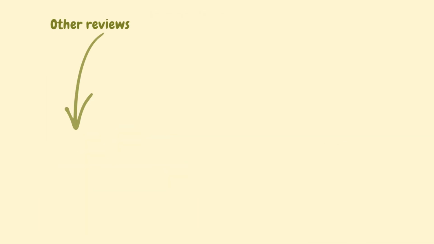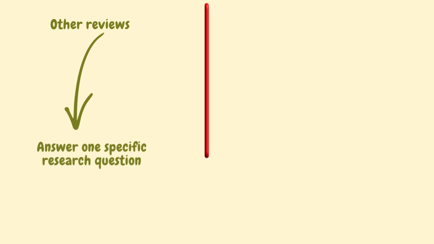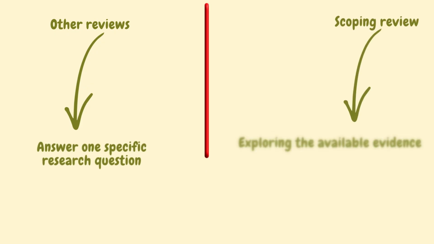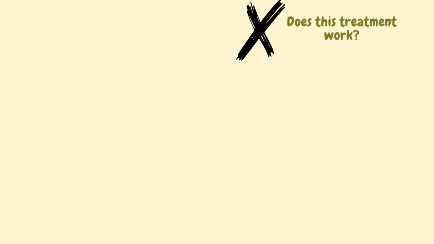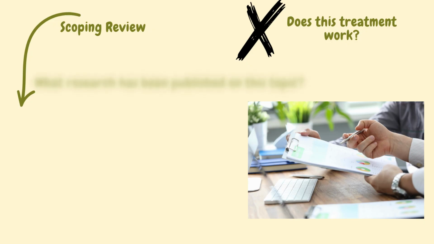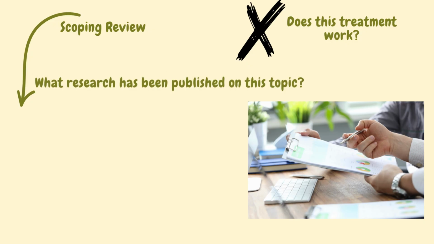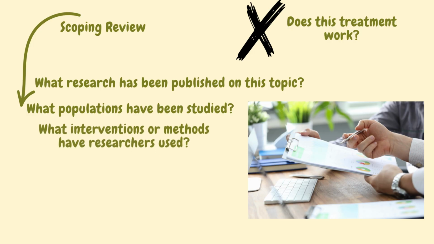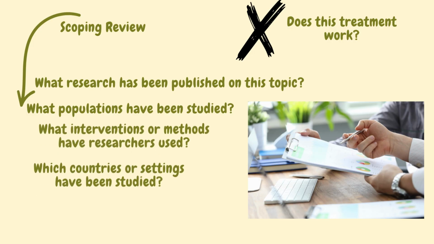Unlike other reviews that try to answer one specific research question, a scoping review focuses on exploring the available evidence. Instead of asking, "Does this treatment work?" it asks questions such as, "What research has been published on this topic? What populations have been studied? What interventions or methods have researchers used? Which countries or settings have been studied? What areas still need more research?" The final result is not a single answer or recommendation. Instead, it provides a clear overview of the current research landscape.